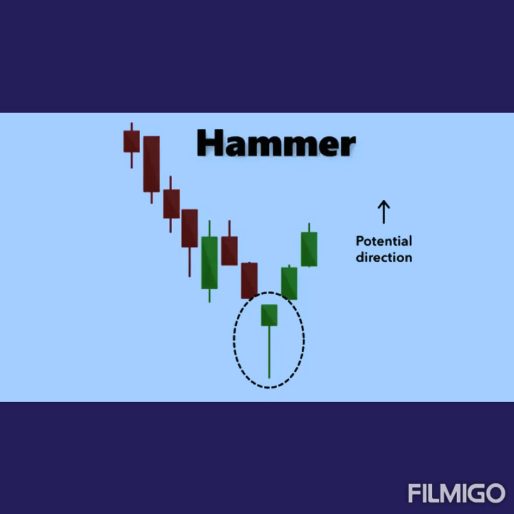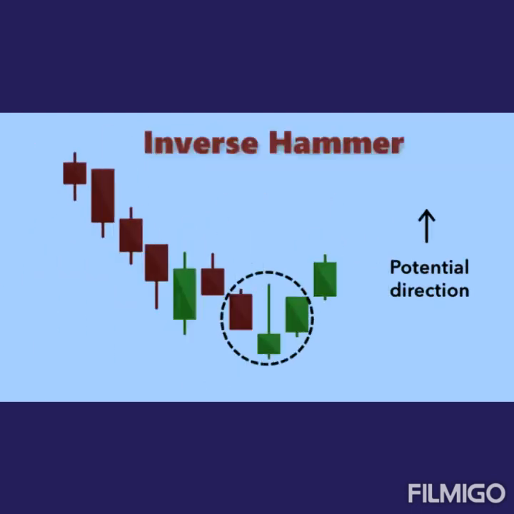A hammer shows that although there were selling pressures during the day, ultimately a strong buying pressure drove the price back up. The color of the body can vary, but green hammers indicate a stronger bull market than red hammers. Inverse hammer. A similarly bullish pattern is the inverted hammer, the only difference being that the upper wick is long, while the lower wick is short.